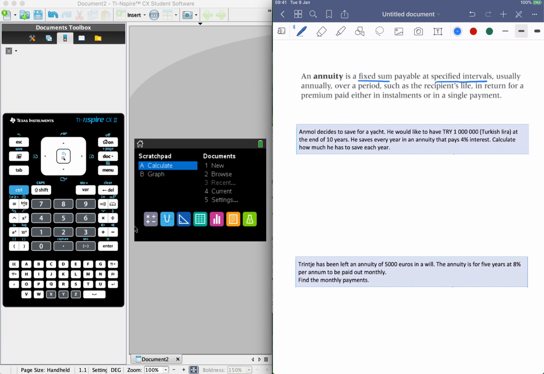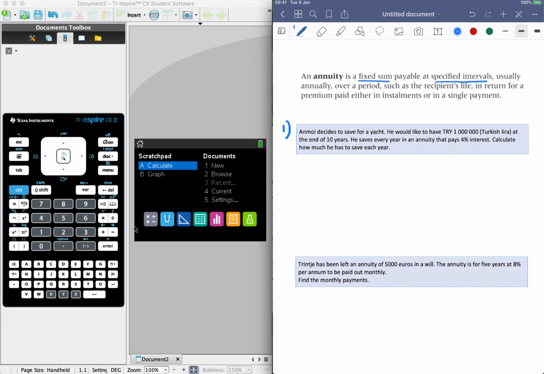So let's look at this first question that I've got from our textbook. Anmol decides to save for a yacht. He would like to have 1 million Turkish lira at the end of 10 years. He saves every year in an annuity that pays 4% interest. Calculate how much he has to save each year.